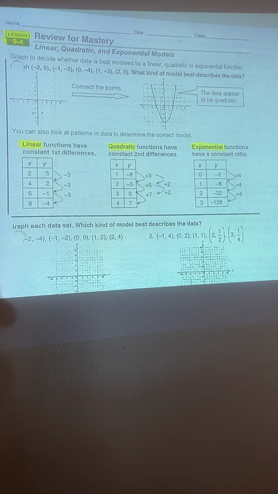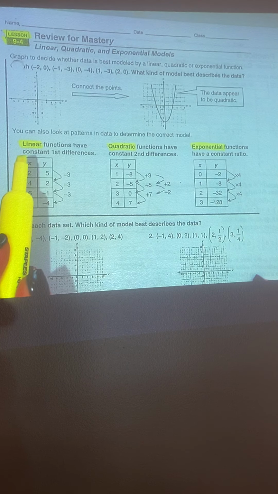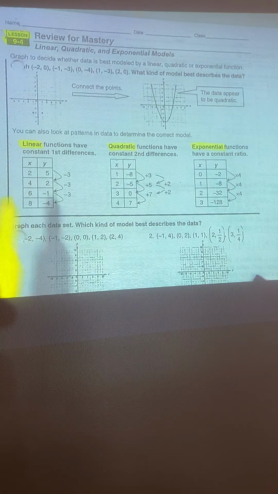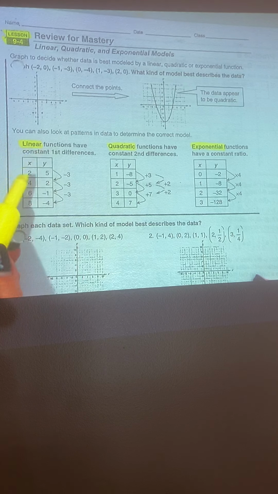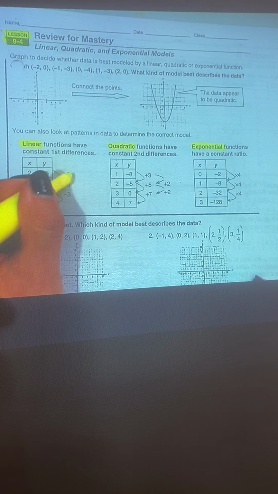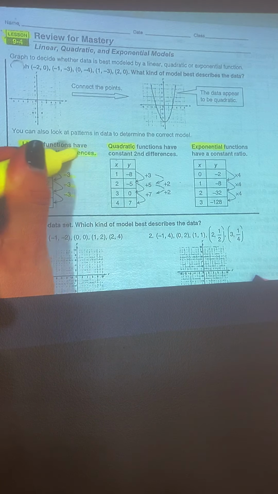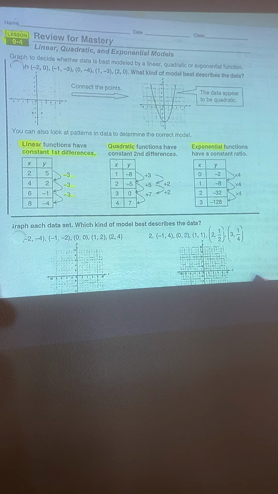To review, a linear function has a constant first difference. As you can see, our x's are constant: 2, 4, 6, 8. Our y's, 5, 2, -1, -4, have the same difference. They go down by 3. That's a constant first difference. That's linear.